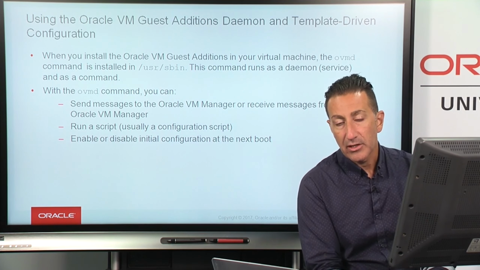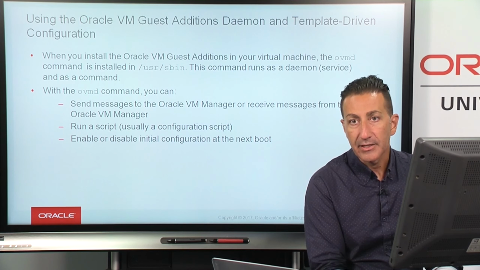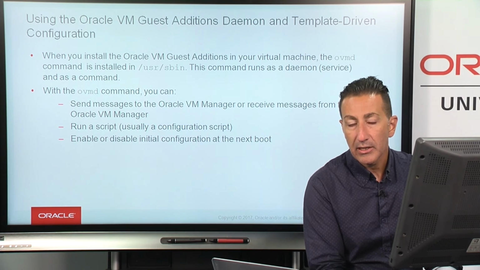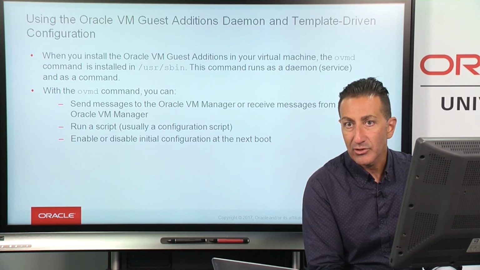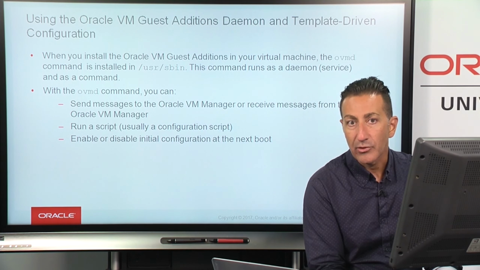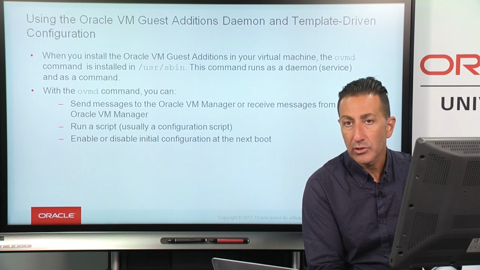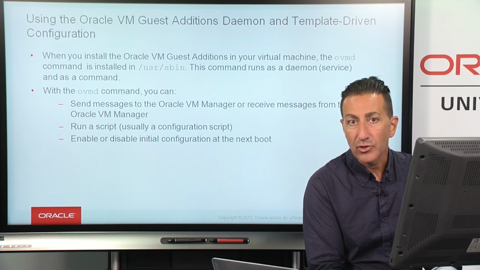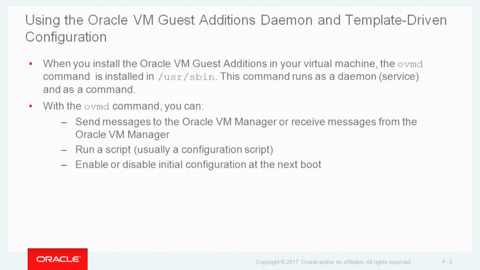Well, using the Oracle VM guest additions daemon and the template driver configuration: when we install the Oracle VM guest additions in your virtual machine, the ovmd command is installed in the user sbin directory. This command runs as a daemon, as a service. So with the service utility, you should be able to check the status of the daemon. And you are also able to execute it as a command. So you could invoke the command in a console, in a terminal, to take different actions. With the ovmd command, you can, for example, send messages to the Oracle VM Manager or receive messages from the Oracle VM Manager.